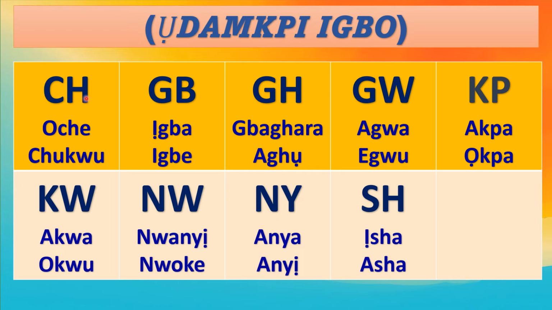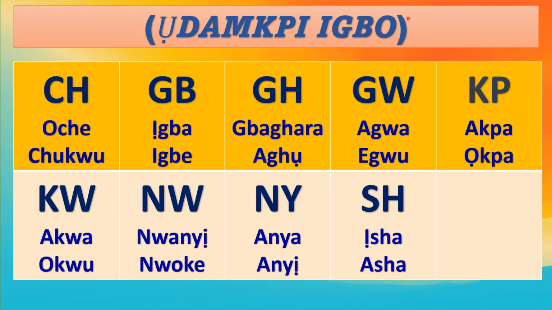ch. Examples of words that have ch in them are oche, that is chair, and chukwu, which means God. Then we have gb. So we have igba, that's drum. We have igbe, that is box, and we have Igbo too.